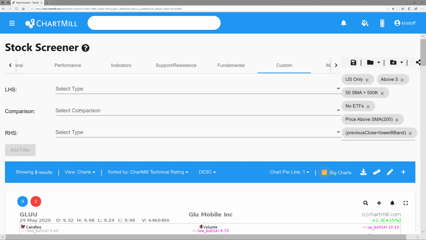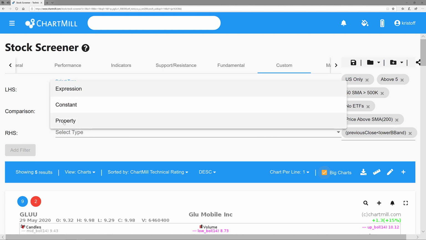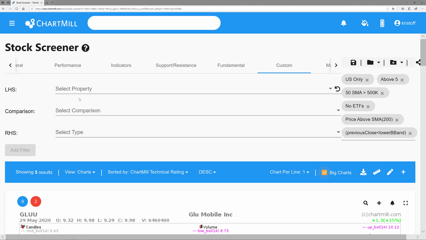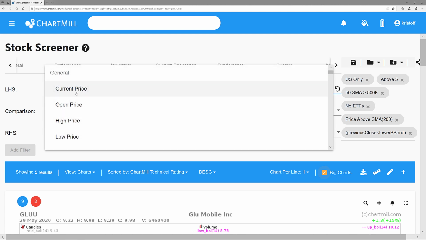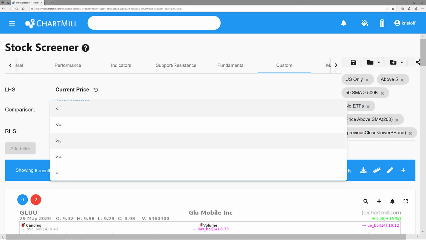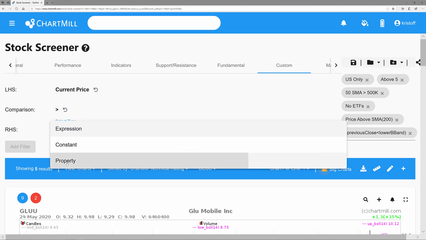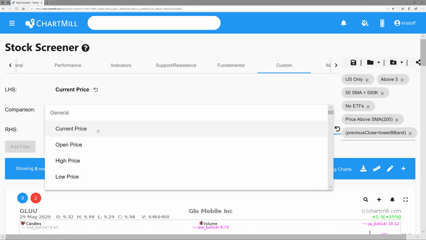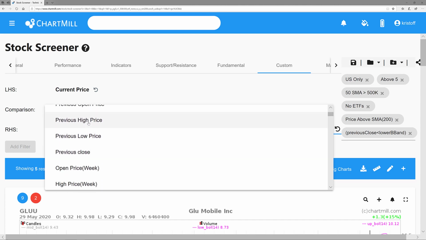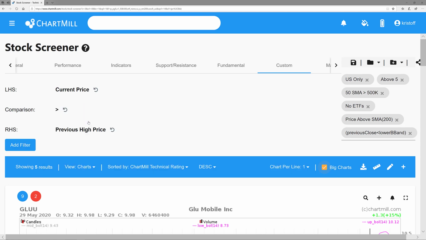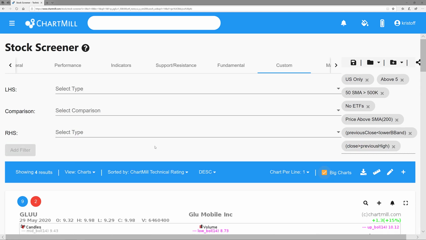The next filter defines the reversal by stating that the current price must be higher than the high of the previous close. So again, for the left hand side of the comparison, select Type, Property, Current Price, the comparison itself bigger than, and for the right hand side of the comparison, select Type, Property, higher than previous close. Push the button Add Filter.